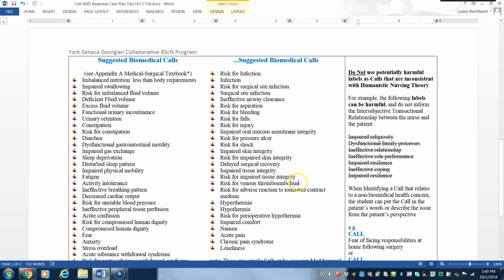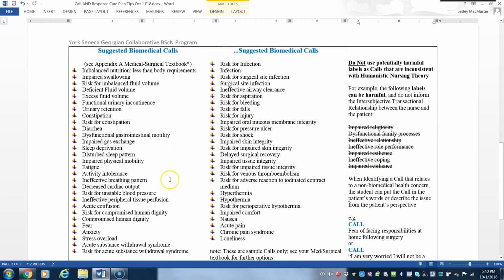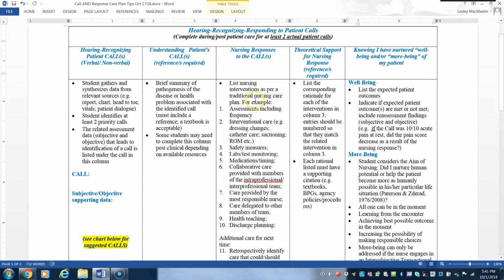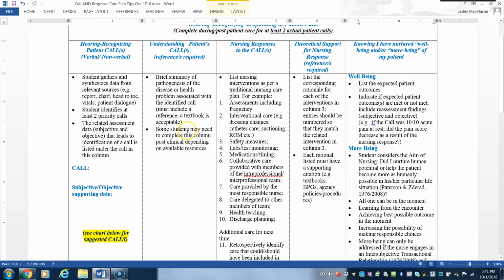So I think you'll find a lot of the biomedical calls that you need in third semester are listed here, but there may be others in the table in the textbook that you could use. The second column is really just a small amount of pathophysiology or pathogenesis related to the biomedical call, and some students may need to actually utilize their textbooks at home to complete this section, depending on what resources they have or do not have available to them while they're in clinical. So if they have to leave this empty until they get home, that's totally fine.